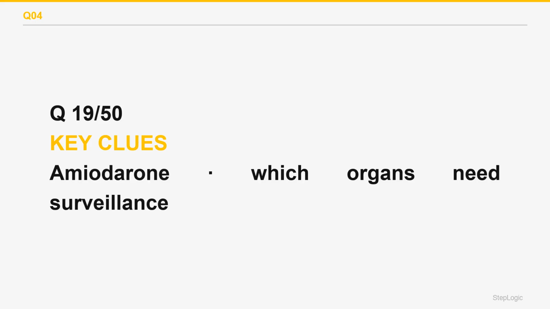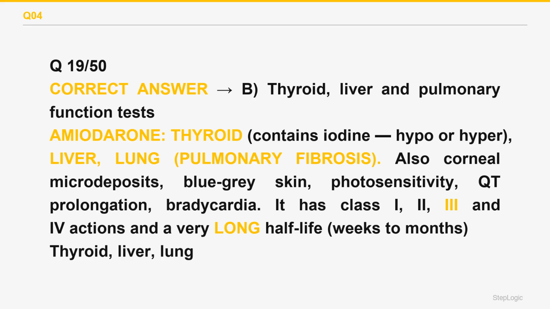Amiodarone is remarkably effective and remarkably toxic, and its toxicities are organ-specific. It contains iodine and can cause either hypo or hyperthyroidism, so thyroid function must be monitored. It causes hepatotoxicity with transaminase elevation, and its most feared complication is pulmonary fibrosis, which may be irreversible, so baseline and periodic pulmonary function testing with diffusion capacity is standard. Choice E is untenable for a drug with this profile. The correct answer is B.